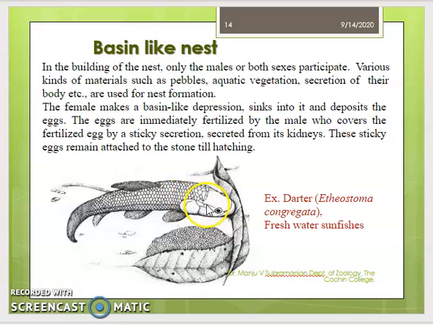The eggs are immediately fertilized by the male, who covers the fertilized eggs with a sticky secretion secreted from its kidneys, and the sticky eggs remain attached to the stone until they hatch. You can see here the group of eggs laid by these fishes, and over these eggs the male will release sperm, and the fertilization takes place. The eggs stay attached to the substrate until the young ones hatch. This is exhibited by the fish called the darter.